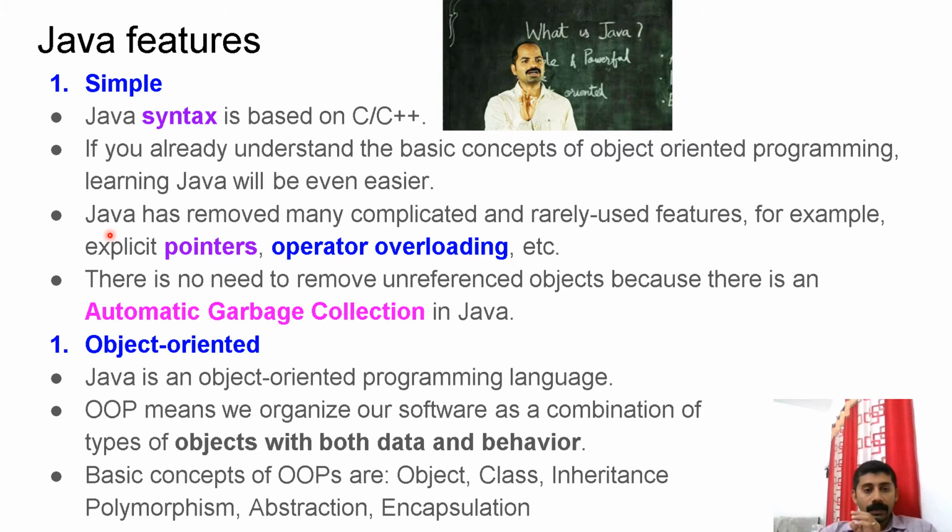Java has removed many complicated and rarely used features, for example pointers and operator overloading. These things are removed from Java programming. For a C++ programmer, pointers are one of the most confusing areas, but that tricky area is removed from Java. There is no need to remove unreferenced objects because there is automatic garbage collection in Java.